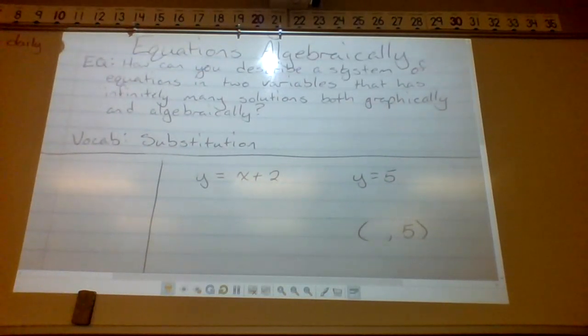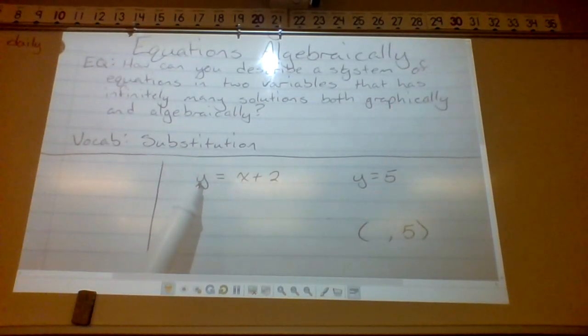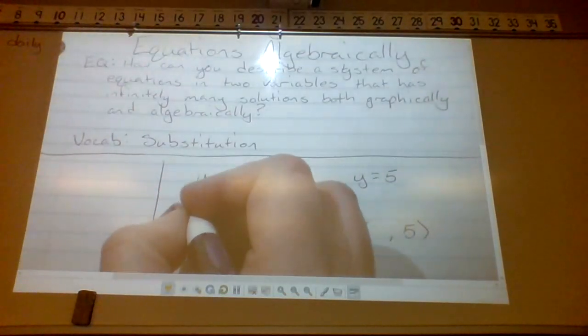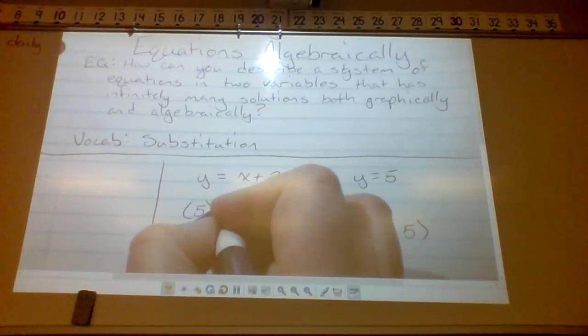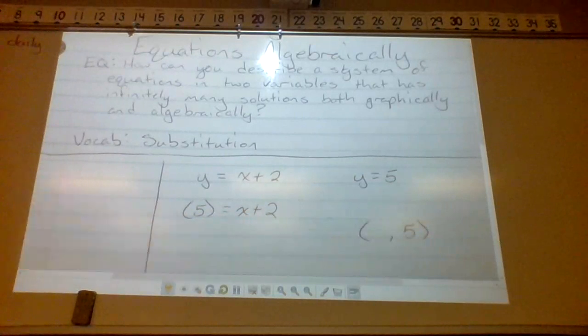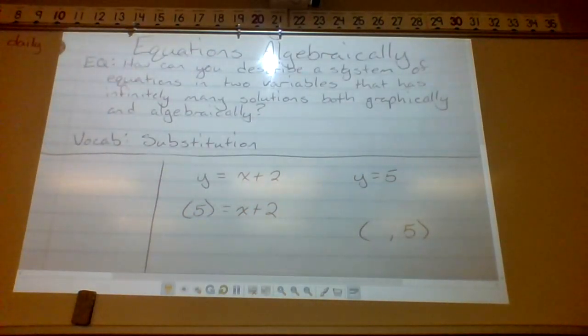So what we're going to do is use substitution. Since you know what y is, do we really need to see this y? No. What should this y turn into? Right, that's your substitution. We know y equals 5, so change that to 5 equals x plus 2. There's your equation. Do we know how to solve a one-step equation? Yes, I sure hope so. What do I ask you guys to do?